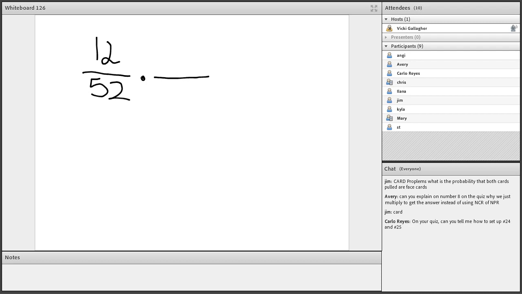And then without replacement means that when I take out a face card, it won't be in the deck anymore. So when I go back for my second card, now there's only going to be 11 face cards in the deck. And there's also only going to be 51 cards total in the deck because I took one of them out. And then from there, we multiply. These problems you can either simplify before or after, but you always do want to simplify at some point. I like to simplify at the end, so I'm going to multiply 12 times 11, which is 132, and then 52 times 51.